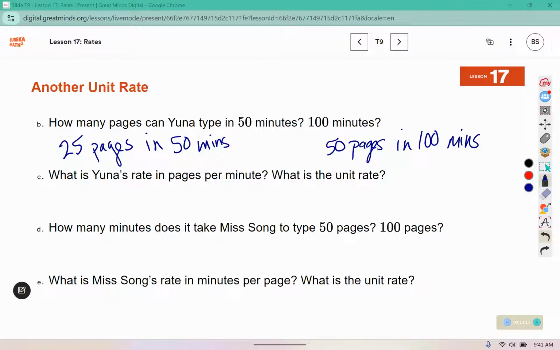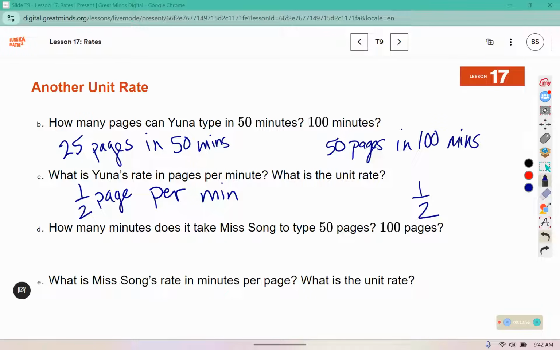What is Una's rate in pages per minute? She types 1 page in 2 minutes. So if we want pages per minute, we would need to change the minutes to 1 by dividing by 2. 1 divided by 2 is 1/2. So her rate in pages per minute is half of a page per minute. The unit rate would just be 1/2.